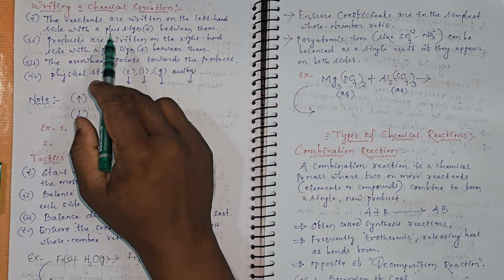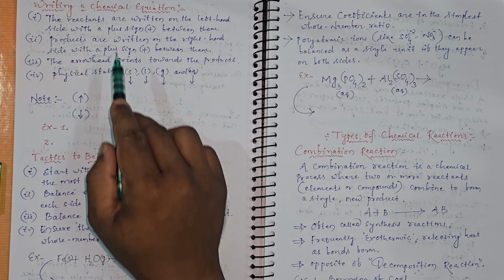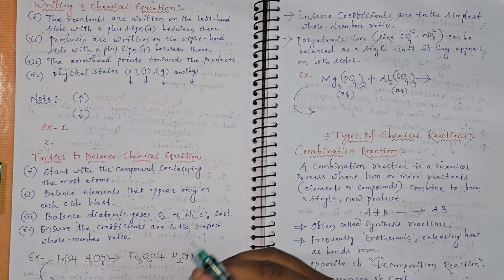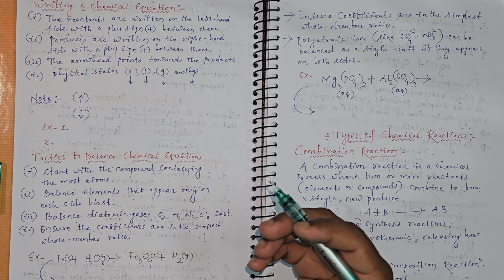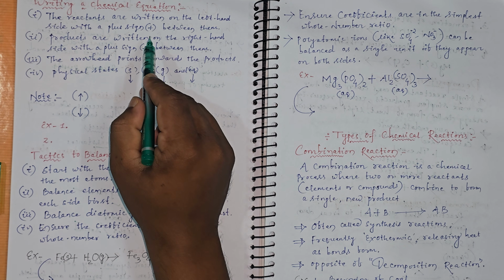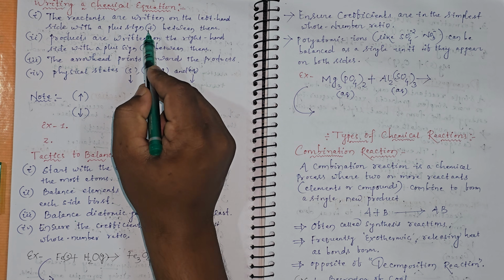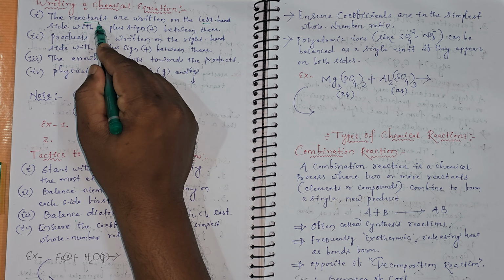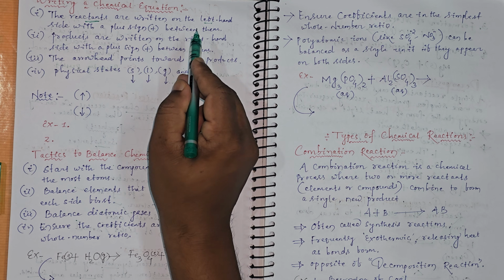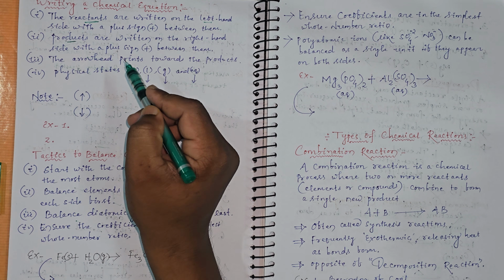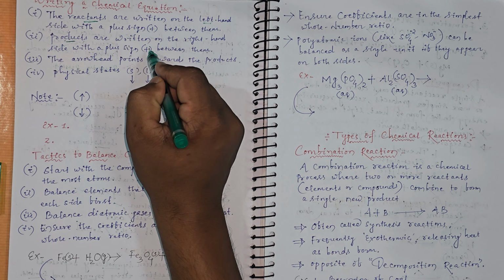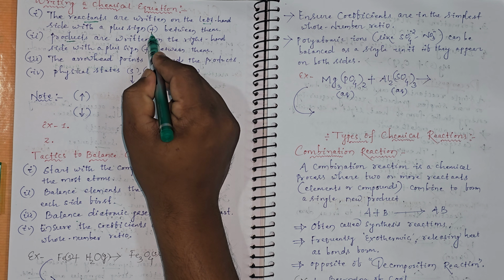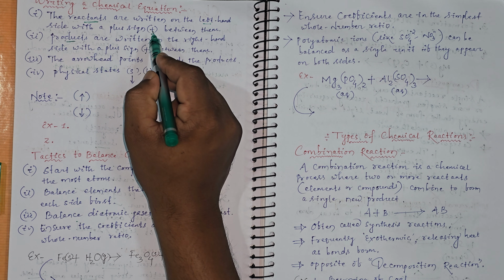Now coming to writing a chemical equation. What are the techniques or the procedure to write a chemical equation? Whenever you are going to write something, you must know the concept that anything on the left hand side means there should be the reactants. If anything is present on the right side, there should be your products. If more than one product, they should be represented by the plus sign. Similarly, if there are more reactants, they are also represented by the plus sign.